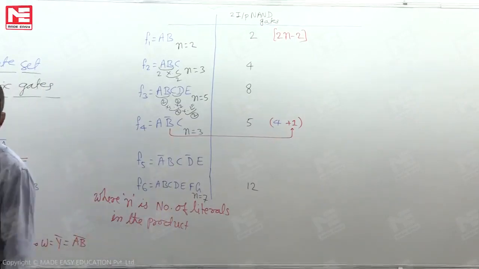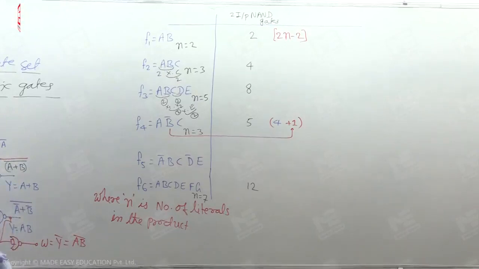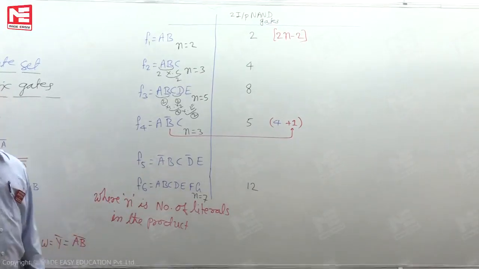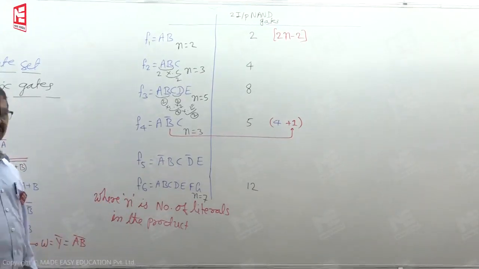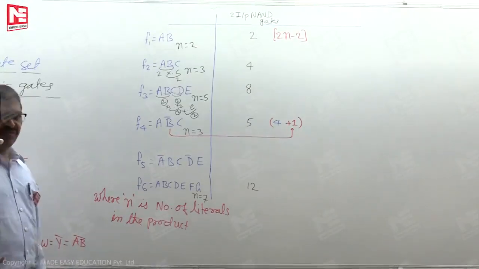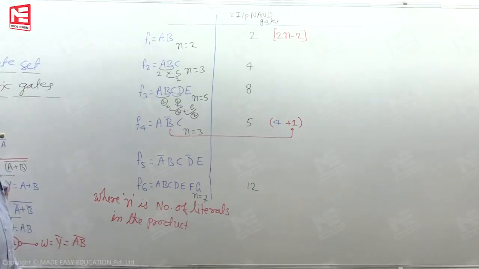You can check your notes, or you can rewind your video and see one of the previous questions, which is the same. The minimum number of 2 input NAND gates required to realize f of A, B complement C. It was a question in the 1998 GATE EC paper. We already discussed it. You can rewind the video and see it there. Anyway, the answer is 5.